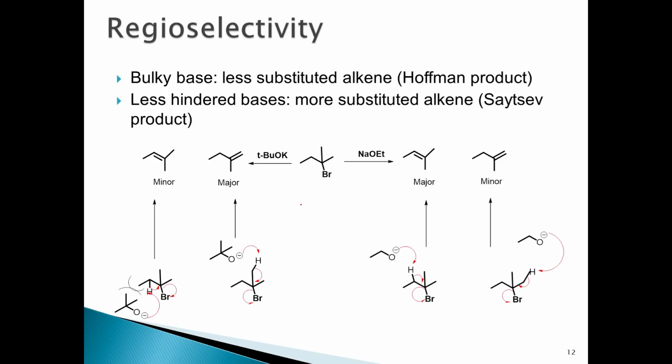Okay, this is very important. Sorry for the wrong spelling, Saytzeff. This spelling is wrong. Less substituted alkene is called the Hofmann product, and more substituted alkene is called the Saytzeff product. I have drawn it, but the spelling is totally incorrect.